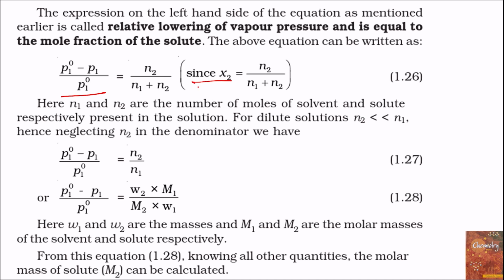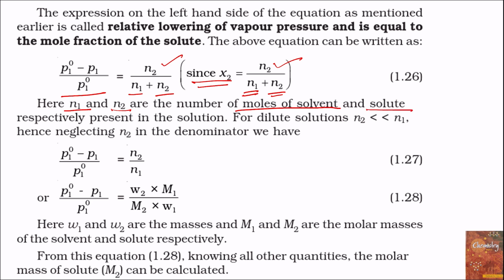Now mole fraction of solute is equal to moles of solute divided by moles of solvent plus moles of solute. That is moles of solute divided by total number of moles. Putting the value of mole fraction of solute, relative lowering of vapor pressure is equal to N2 divided by N1 plus N2, where N1 denotes moles of solvent and N2 denotes moles of solute present in the solution.